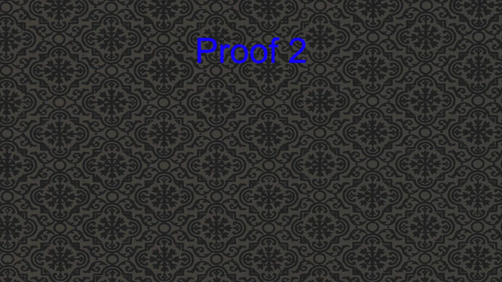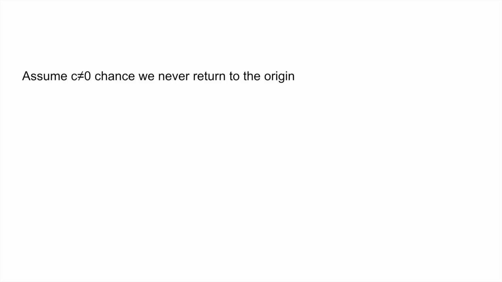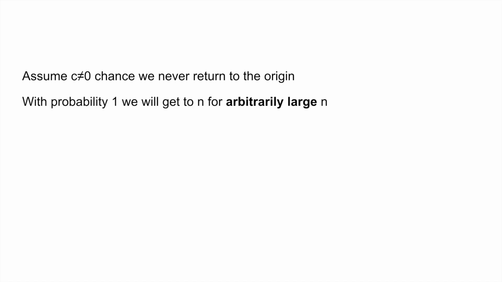The second proof involves an interesting gambling argument. Let's assume for contradiction that there was a non-zero chance, call it c, that I would never reach 0. We know from earlier that this means with probability 1, we will reach n for any arbitrarily large n. Now, let's take n to be a number larger than 1 divided by c. So if c was 20% or 0.2, we could set n to be anything larger than 1 over 0.2, which is 5.